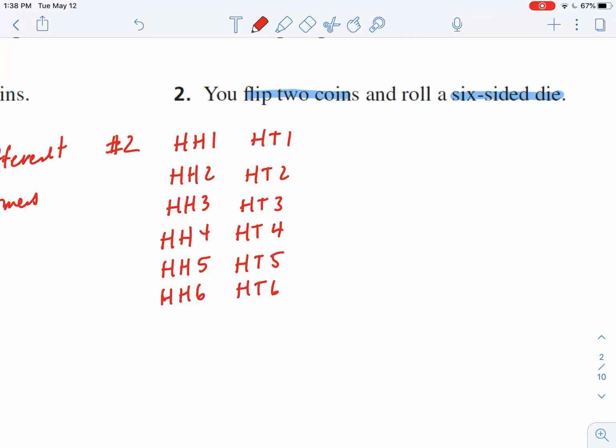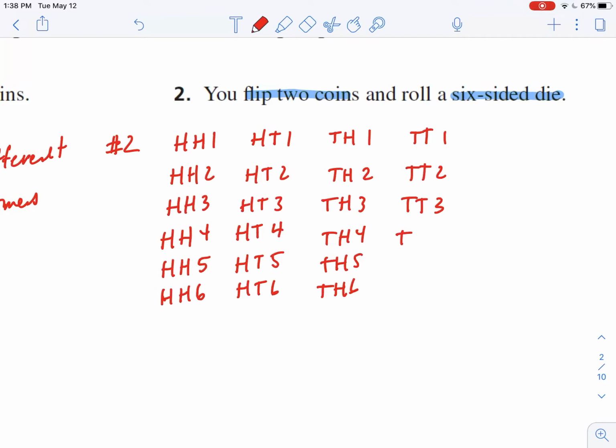So now I'm thinking about getting a tail first, followed by a head, and then the number 2. So tail, head, 3; tail, head, 4; tail, head, 5; tail, head, 6. And then, of course, don't forget, we could have gotten tails both times. This is a painful process because of how tedious it is, but what we see at the end is that we have 24 different outcomes.